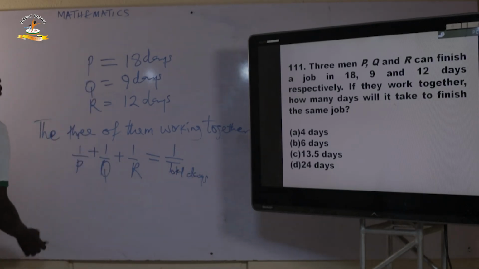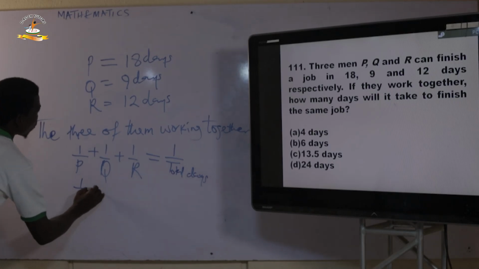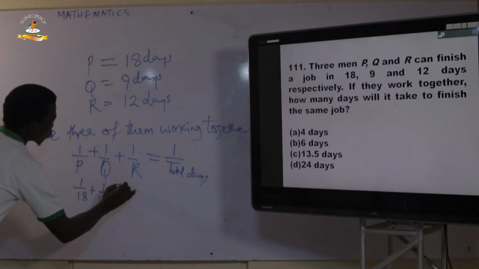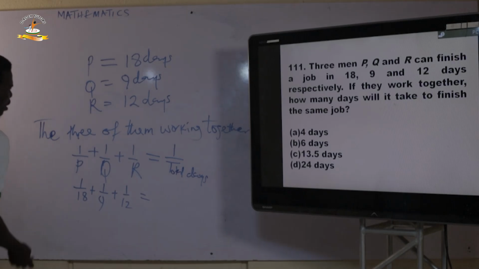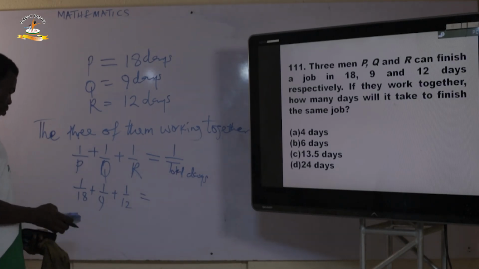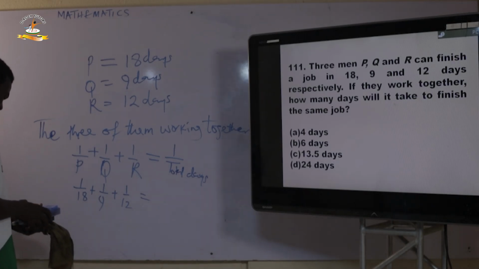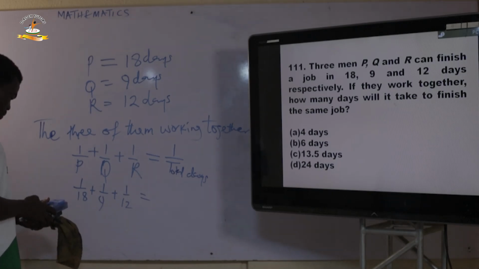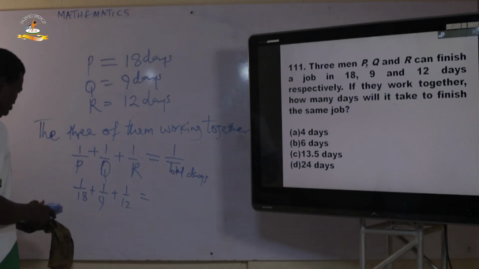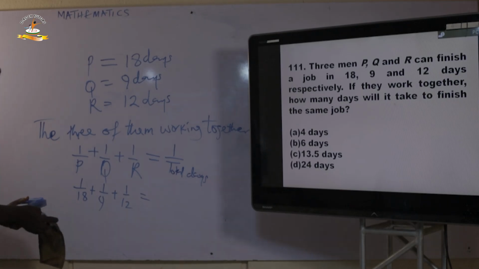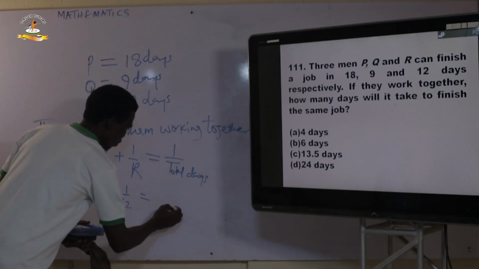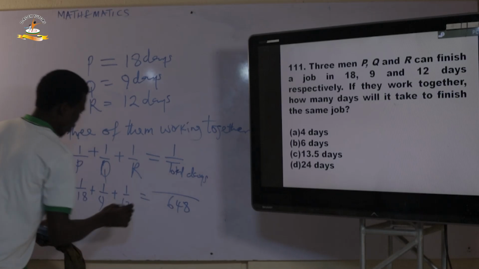So then let's go. 1 over 18 plus 1 over 9 plus 1 over 12. Let's see what it will be. The LCM is going to look like what? The LCM of 18, 9, and 12. So I will just simply let me use 648 as the LCM.